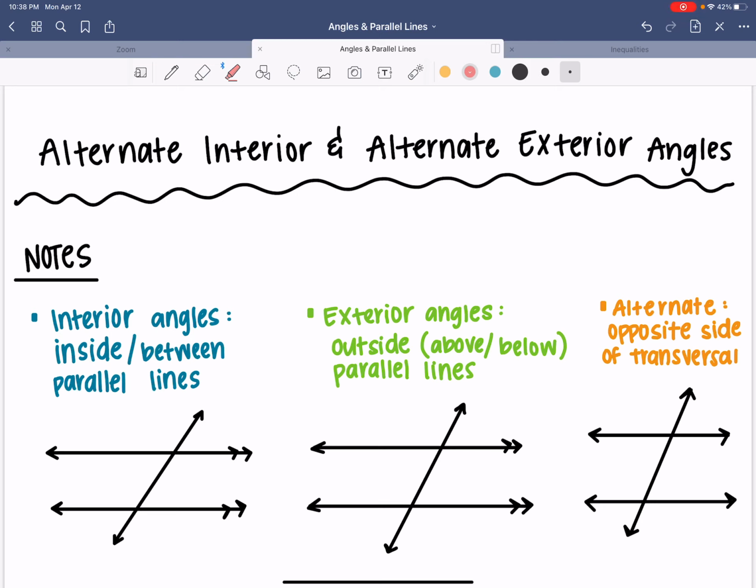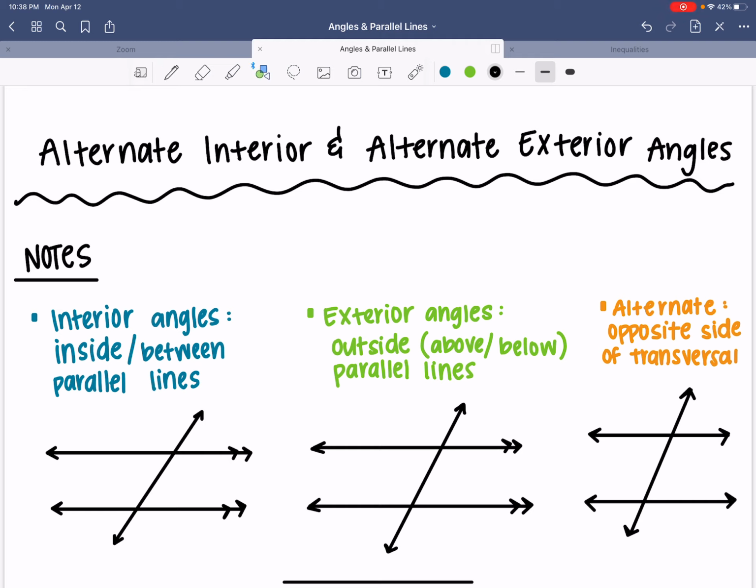In this video, we are talking about alternate interior and alternate exterior angles. Before we start that, just some basic vocabulary of what interior versus exterior means and what alternate means when we're talking about angles. So interior angles are inside the parallel lines. If you think of the parallel lines and the transversal as a sandwich with a toothpick through it, the interior angles would be the inside of your sandwich.